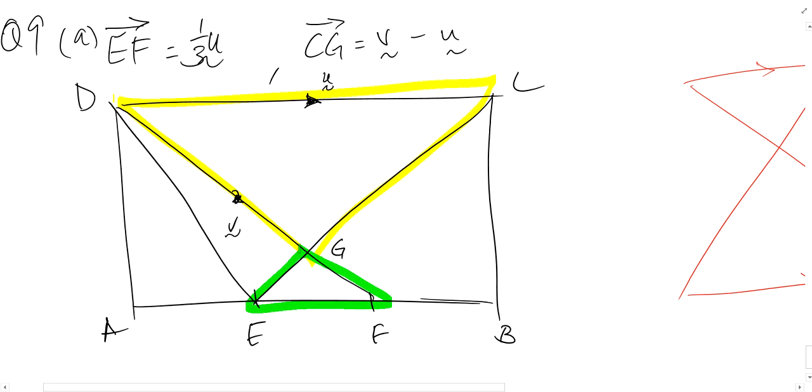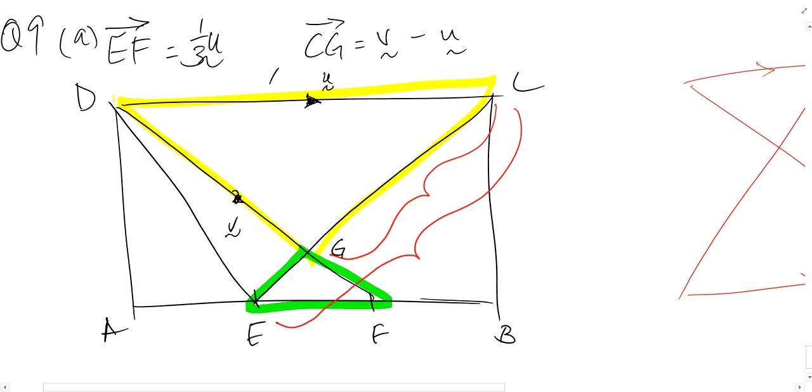Which is what the question asked you to prove earlier on. EFG is similar to CGD. Alright, CDG, yes. Next, find the ratio of CG to CE. CG to CE.